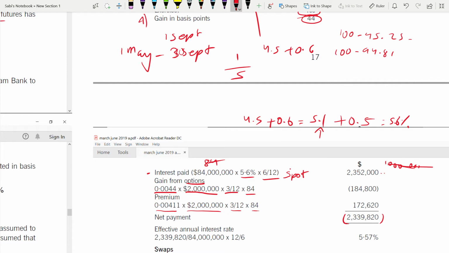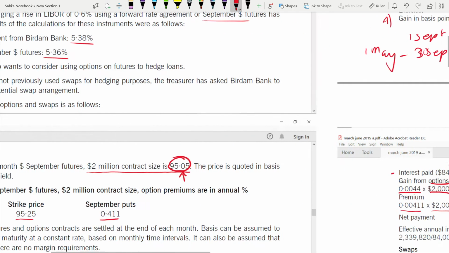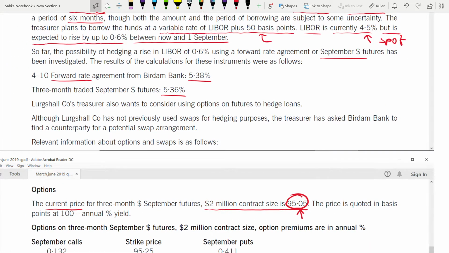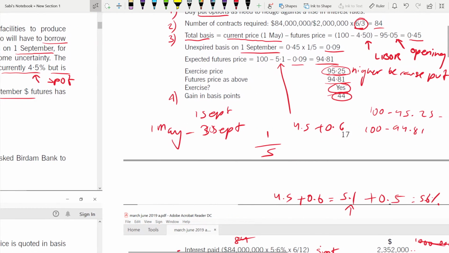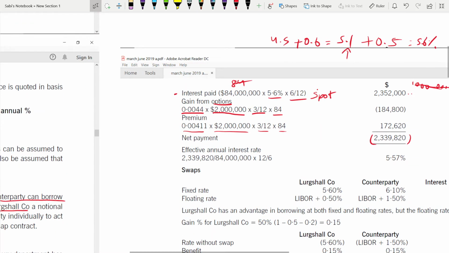Now, don't leave it as a number. You cannot leave it as a net payment. Why? Everything needs to be in the same terms, on the same line, for comparison. Otherwise, you cannot compare. Look at your forward and your future. Both are in percentages, 5.38% and 5.36%. So even your option on swap also has to give you a percentage, an interest rate. So basically what they're asking is the effective annual interest rate. Indirectly, you have to calculate this even if they didn't ask you.